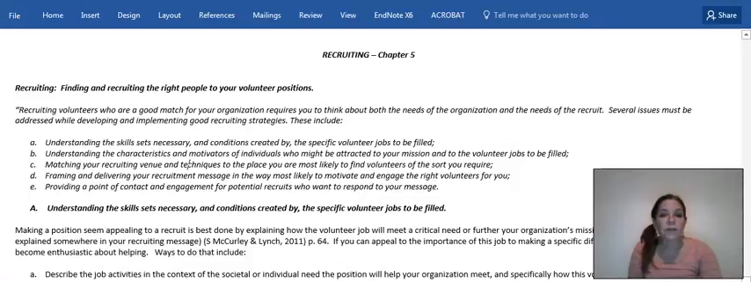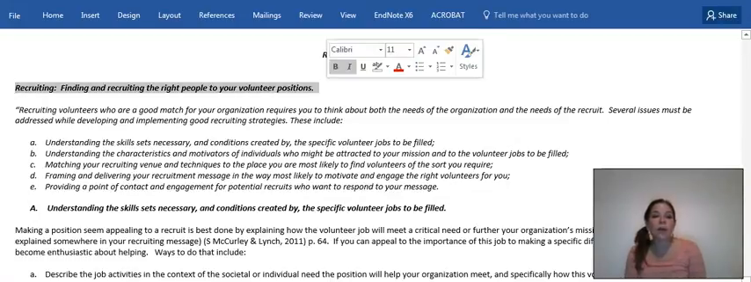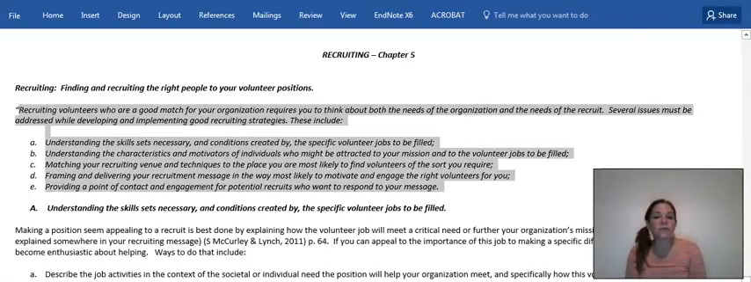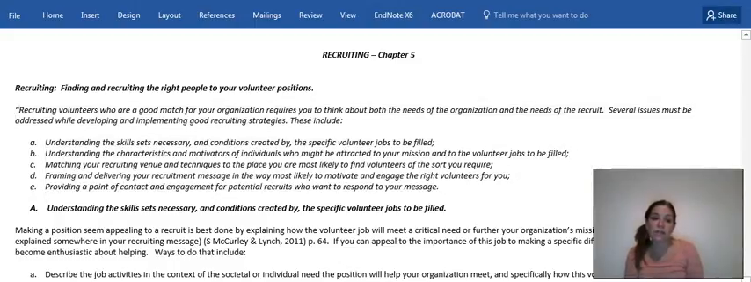All right, so this is what it will look like when it's done. Recruiting, chapter 5. Recruiting, this is thing 1 right here. This is all of thing 1, remember? Finding and recruiting the right people to your volunteer positions. This is thing 2. This is all of question 2 right here. Those 5 ideas that I pull out.